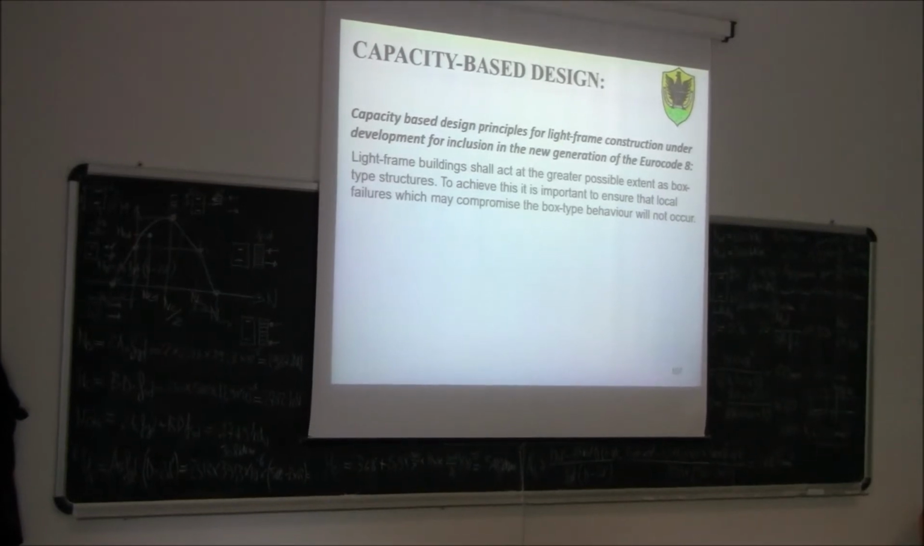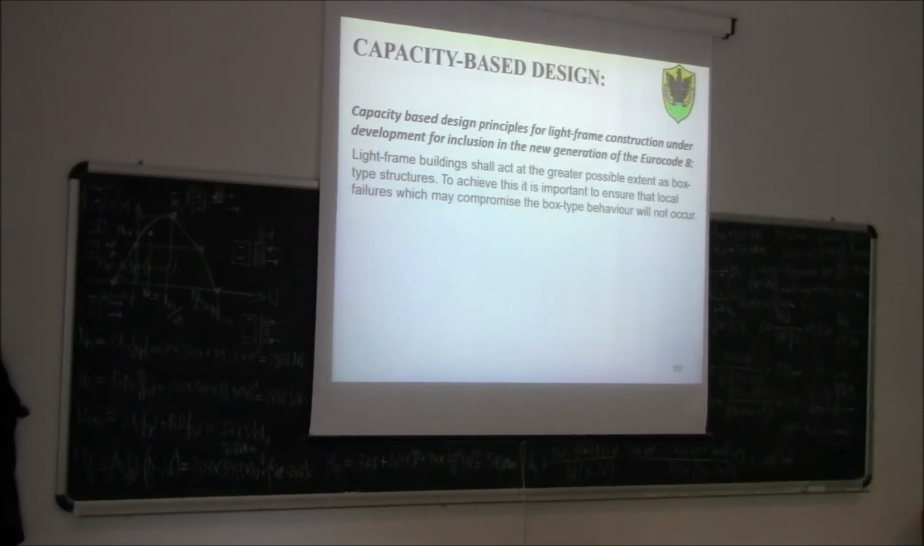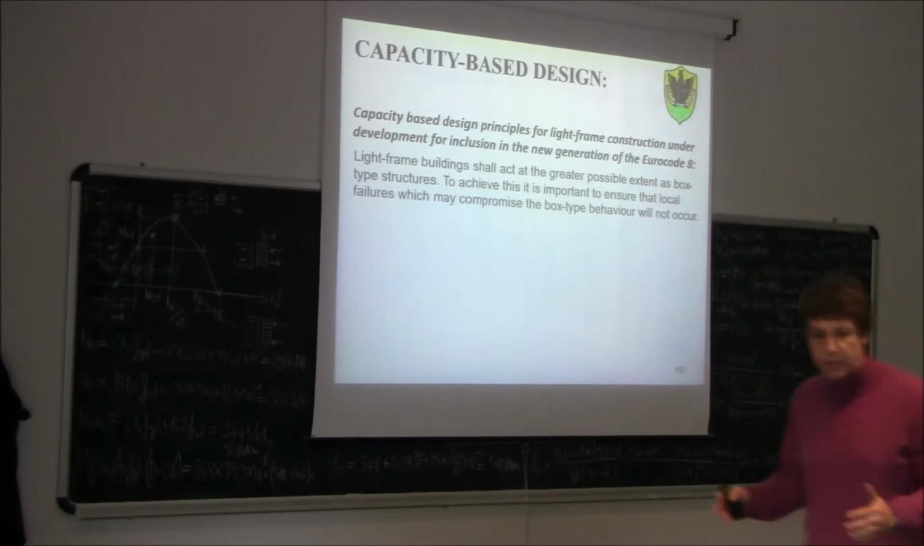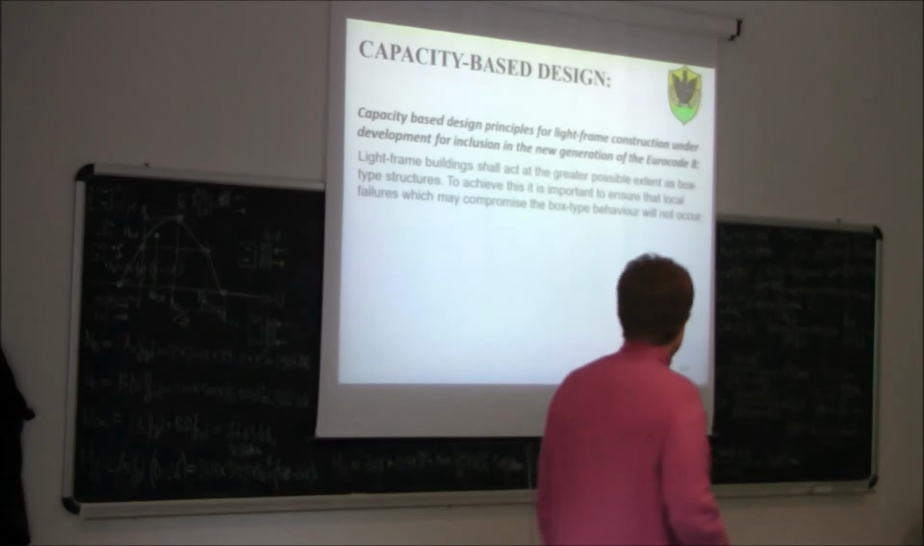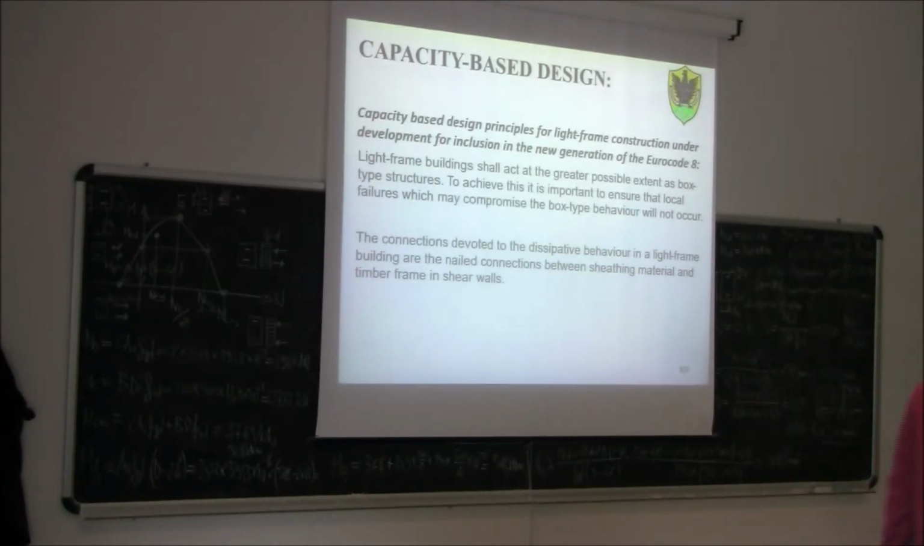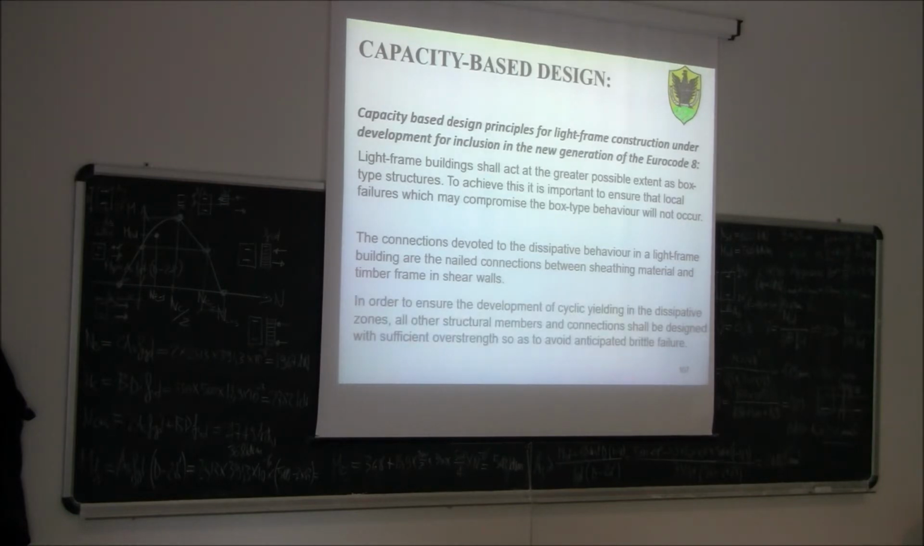Meaning that, as we already discussed for a cross-slab building, we need to make sure that we avoid any sort of out-of-plane failure of the walls making up the structure itself. Most importantly, the connections devoted to the dissipative behavior are only the nail connections between the sheathing material and the timber frame in shear walls. And to ensure the development of cyclic yielding in the dissipative zones, all other structural members and connections shall be designed with sufficient overstrength.